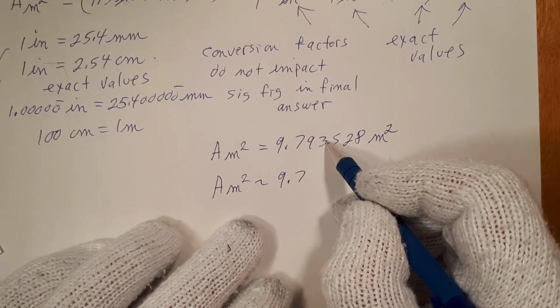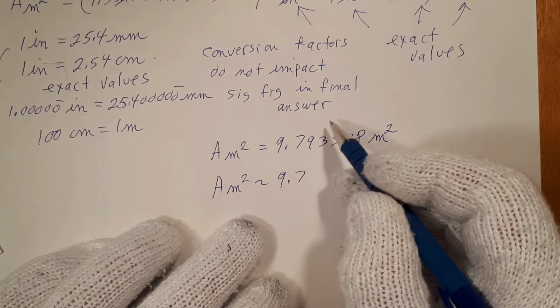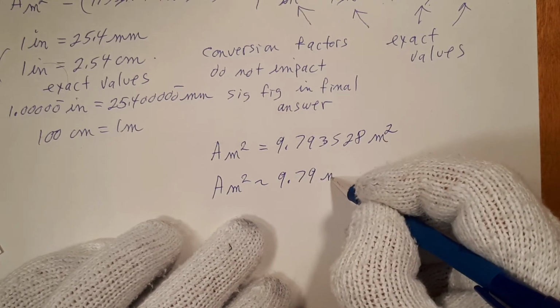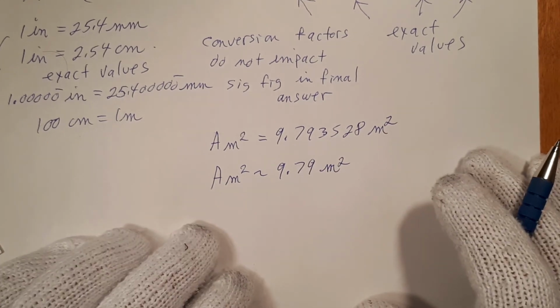You look at the fourth one: less than 5 round down, greater than 5 round up. This is less than 5, so we're going to round down. And the unit is 9.79 square meters.